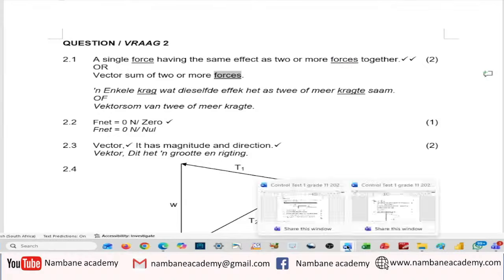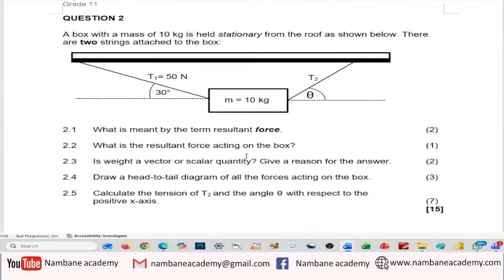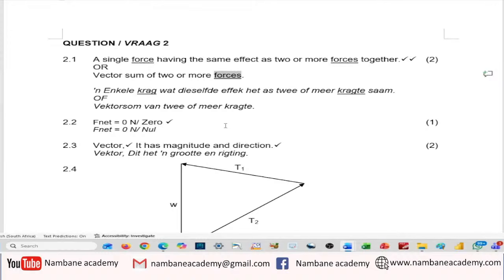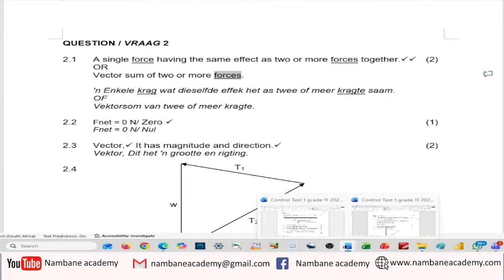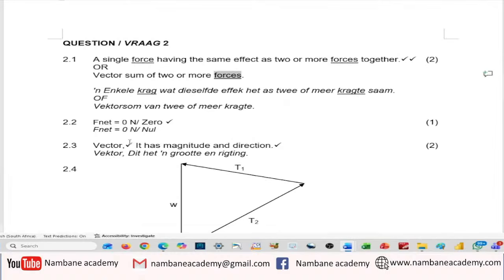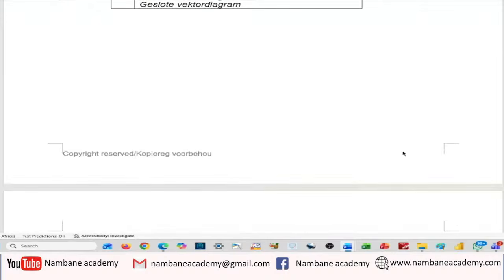Then 2.2, learners were asked what is the resultant force acting on the box. The answer there is 0, 1 mark. And then 2.3, learners were asked if weight is a vector or a scalar quantity, and they should give a reason for that. The answer there will be a vector, reason being it has magnitude and direction. So it will be 1 mark for vector, and it has magnitude and direction, another mark. So for 2.3, the marks will be 2 marks.